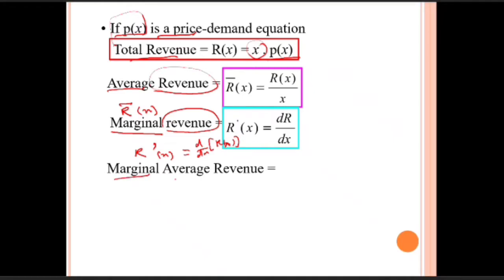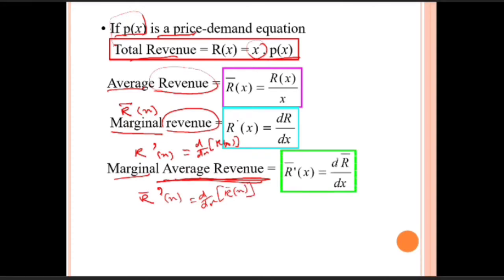What about marginal average revenue? Here we have marginal word, so there will be a prime there. And what's the function? It's the average revenue function. The average revenue function is just R bar function. So this means we have to differentiate the R bar function to find the marginal average revenue. Please refer to the previous tutorial. The same concept applies whenever you see the word average and marginal.